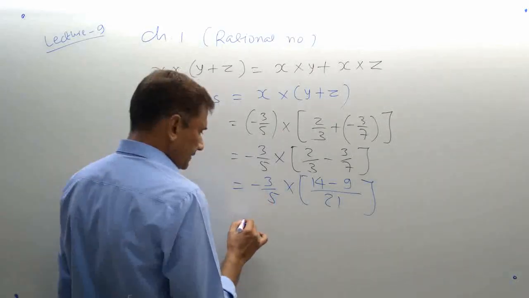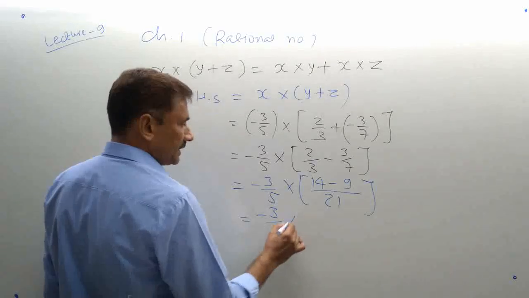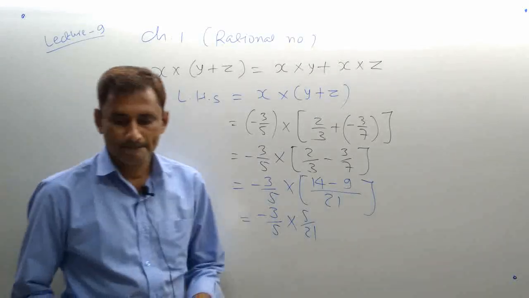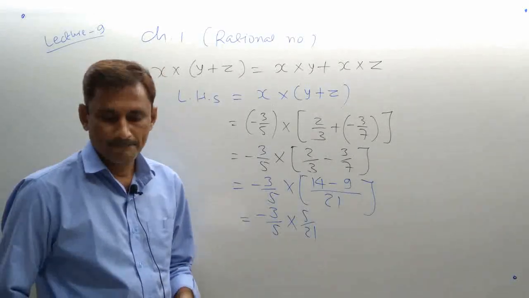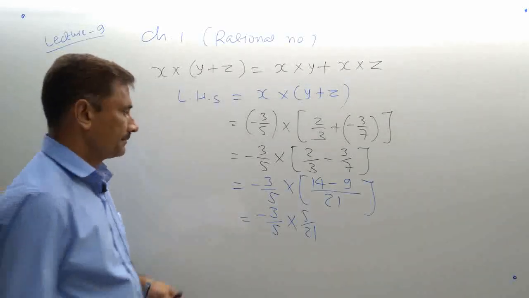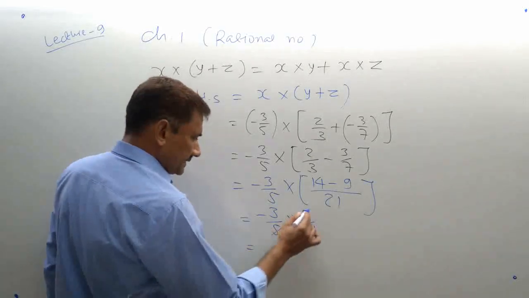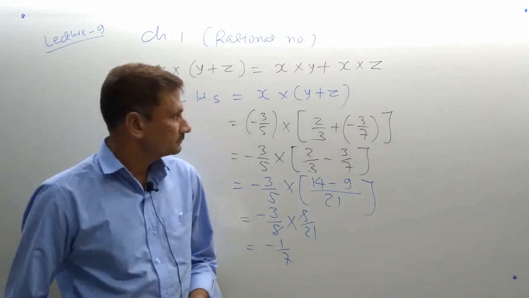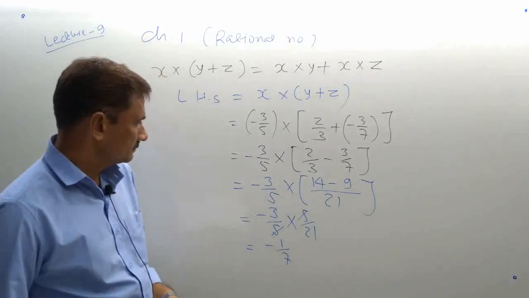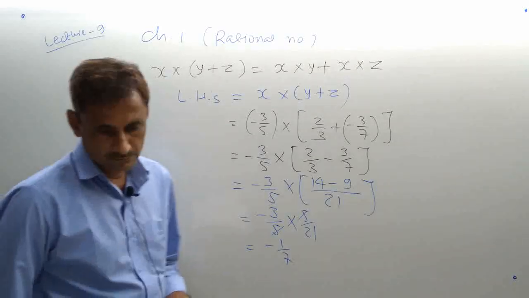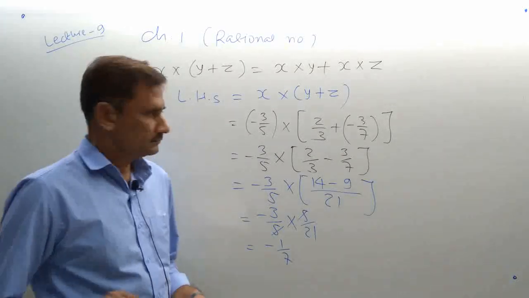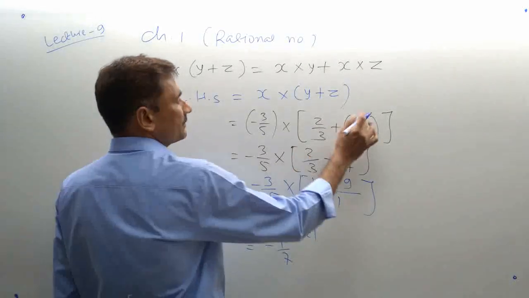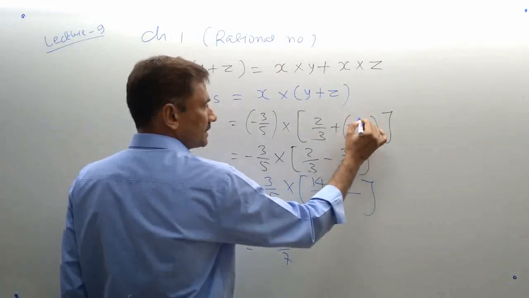Okay, so it is how much? Minus 3 by 5 into 5 upon 21. Okay, so how much is it? 5 and 5 cancel out, minus 1 by 7. So it is 2 by 7. I have written here the answer wrong. Sorry, the question itself is wrong. It is 2 by 7.